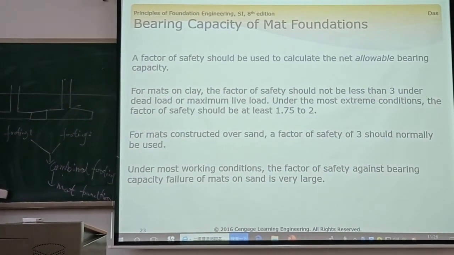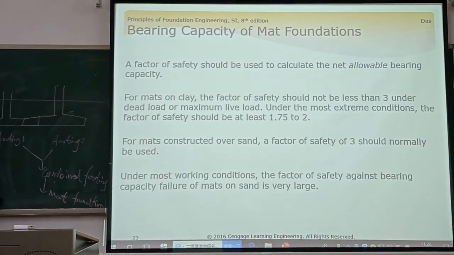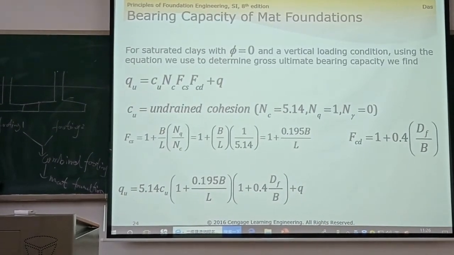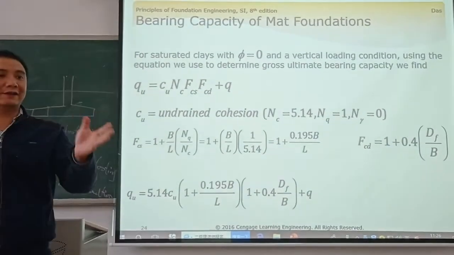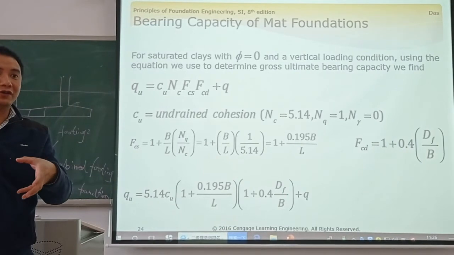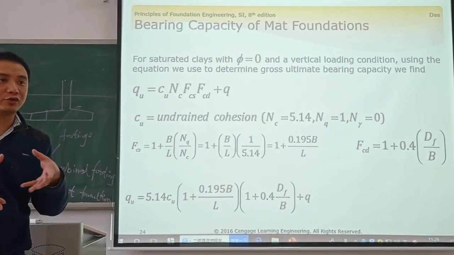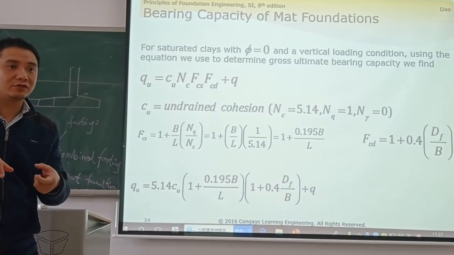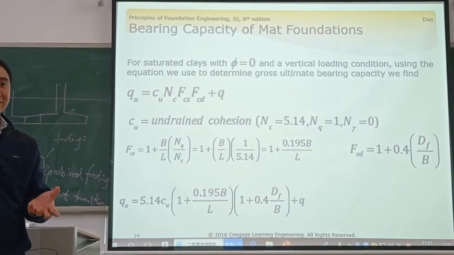Sorry, can we go back? I want to ask about this one. Next one. cu, undrained cohesion. Undrained cohesion is about the test method of the shear test, to test the shear strength of the soil, using the triaxial or direct shear strength test.